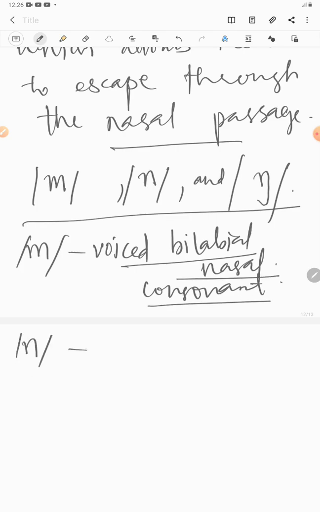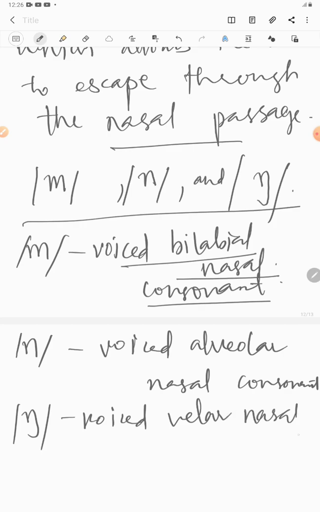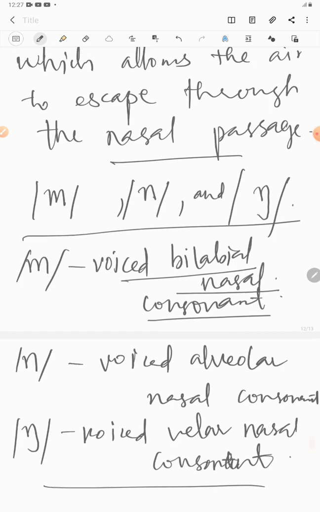And n, what about n? N is also a voiced alveolar nasal consonant. And what about the last one? Ng is also a voiced velar nasal consonant. So this is the three-term label of m, n, and ng.